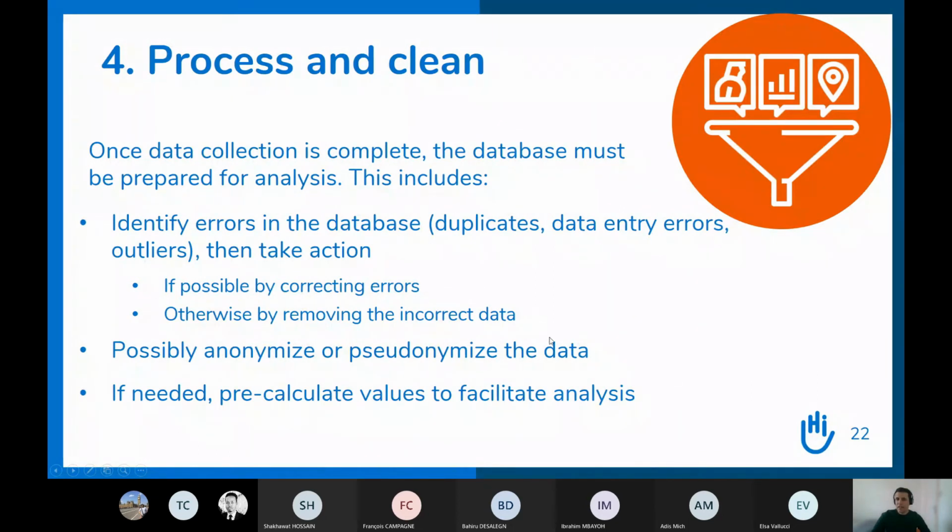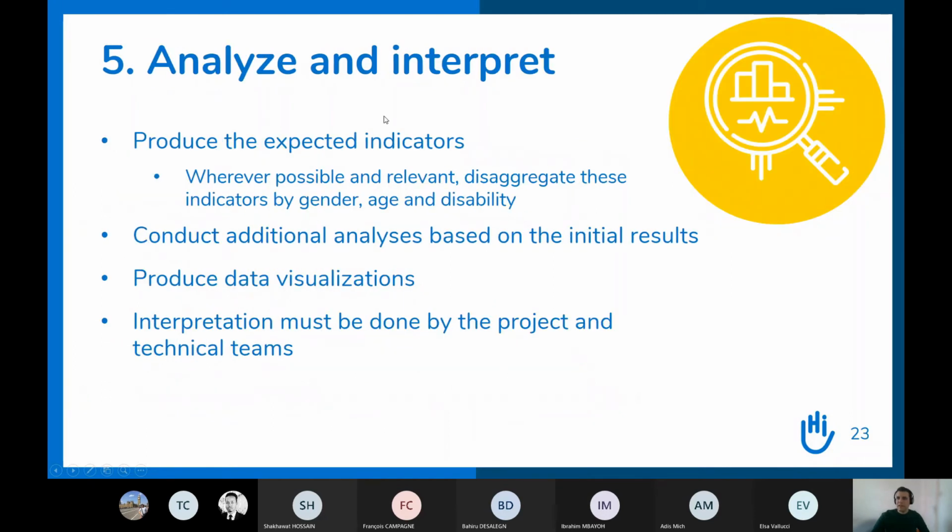Okay, any comment on this? No. Okay. Fifth step is analyze and interpret. Yes, sorry, Ibrahim.